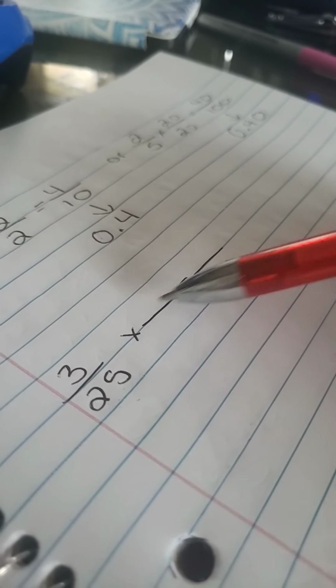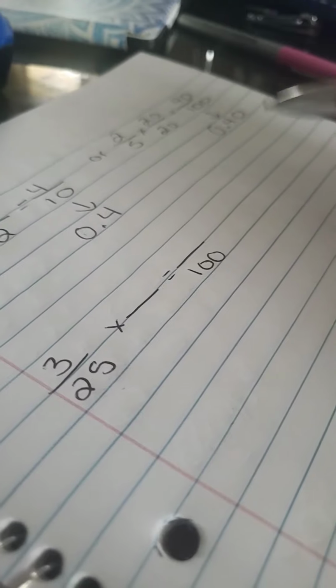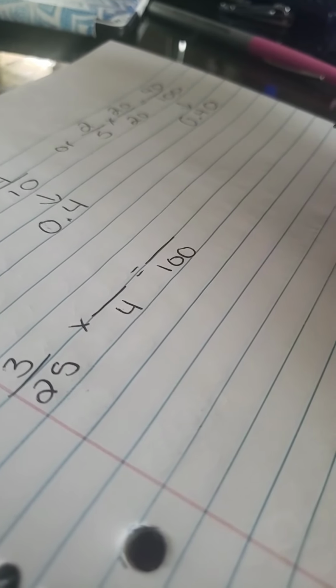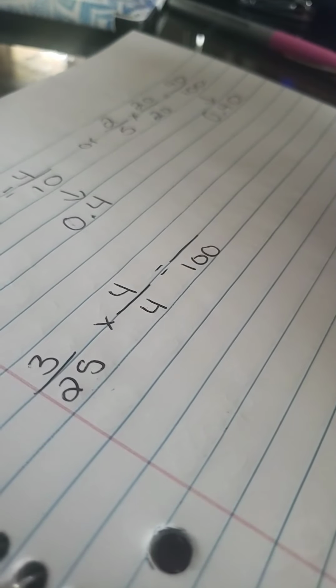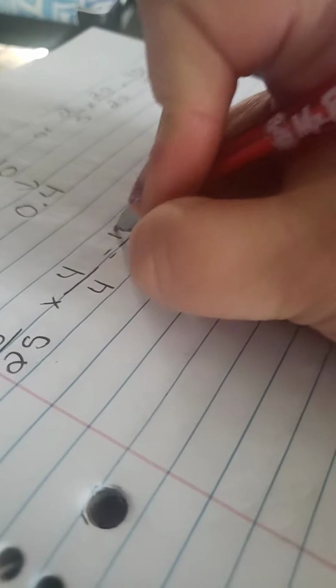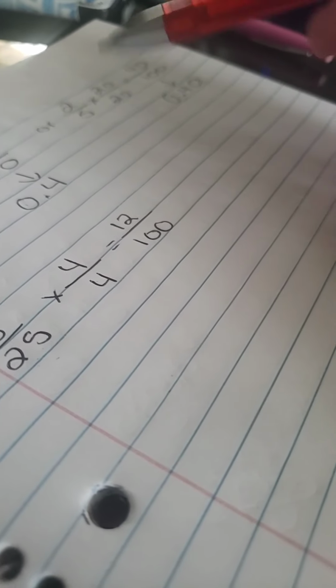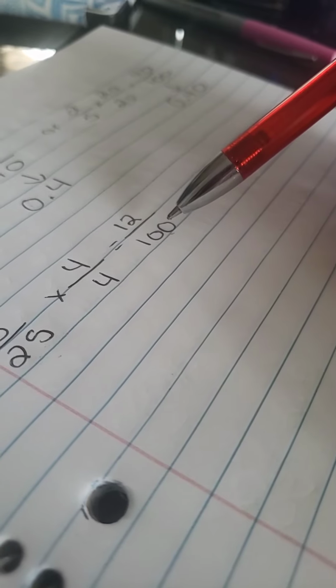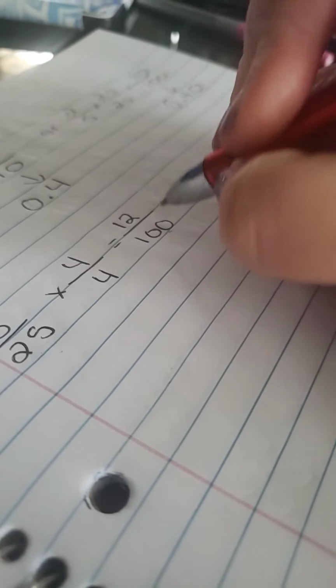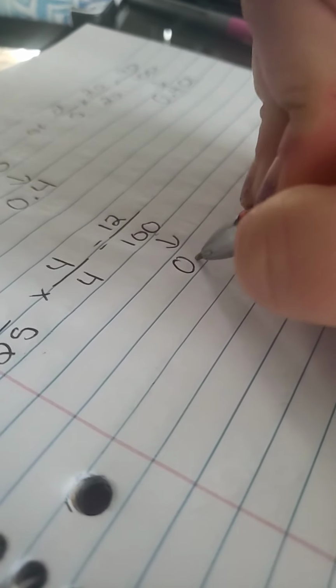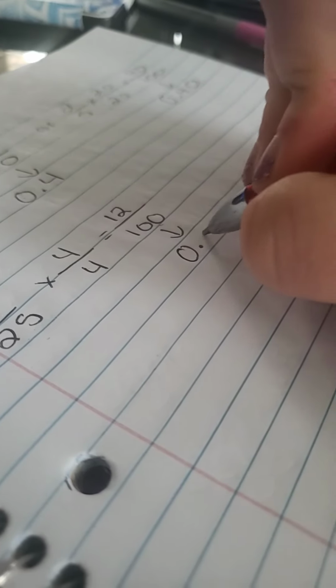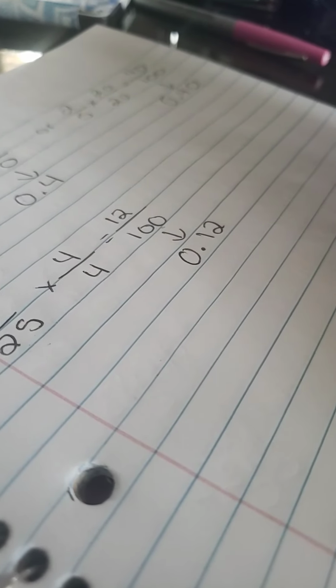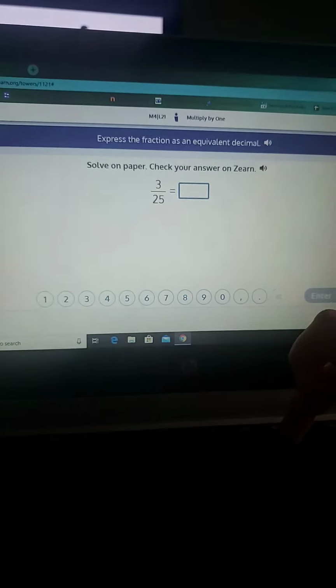So 25 times what equals 100? I'm going to think about quarters. There's 4 quarters to equal $1. So what I do to my bottom, I do to my top. 3 times 4 is 12. Now, there are 2 zeros in 100, which means 2 numbers behind the decimal. So here's my decimal. I'm going to write the 2 numbers that I do have behind the decimal.